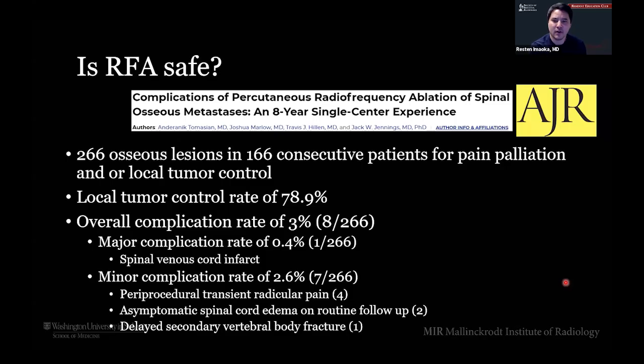So is it safe? All right, this was the largest retrospective series. This was put out of our institution here at WashU. We looked at 266 lesions in 166 consecutive patients, looking at pain palliation, specifically looking at, is it safe? And it is. So overall complication rate of 3%. Only one major complication, which was a spinal venous cord infarct, and that may have been due to the other medications that this patient was particularly taking as well. But minor complications, right? 7 out of 266.